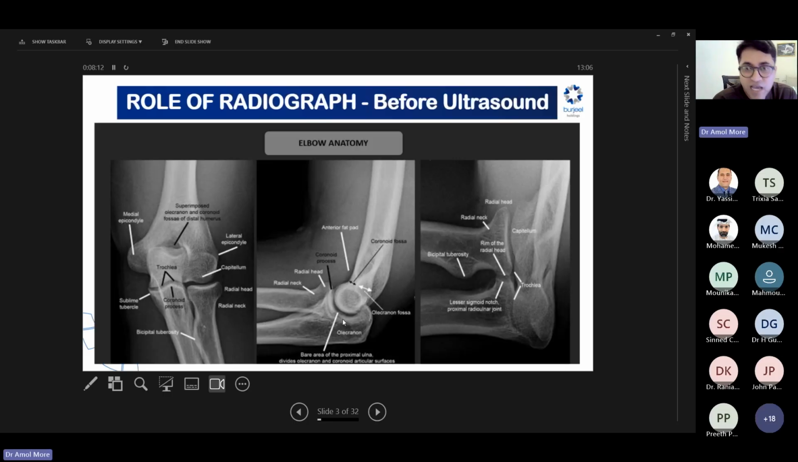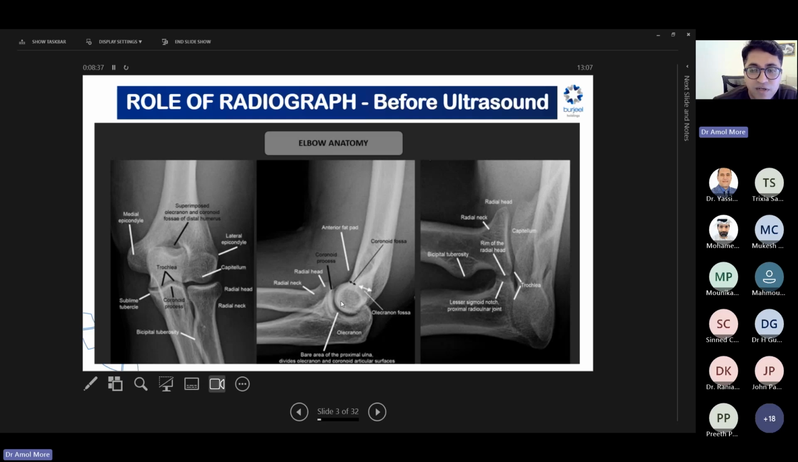MSK ultrasound. When we start the MSK ultrasound, there is one dictum that we should always see the radiograph. And when it comes to ultrasound of the elbow joint, why we should see the elbow X-ray or radiograph is just to assess that elbow before starting your ultrasound. How will it be helping us to assess before starting the ultrasound?